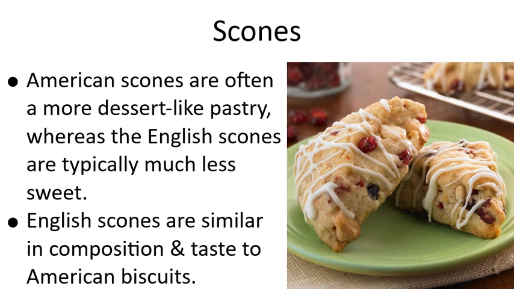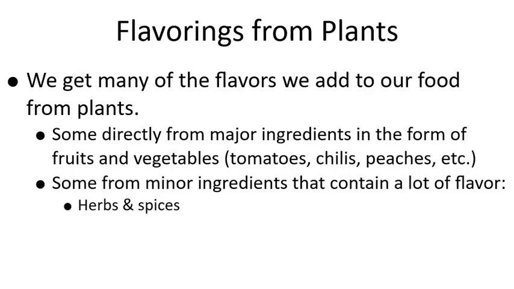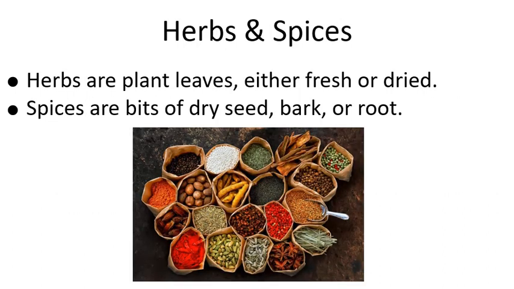Okay, let's switch gears here and talk about the various flavorings we get from plants. Some of the flavors come from the major ingredients we add to dishes in the form of fruits and vegetables, such as tomatoes, chilies, peaches, apples, and so on, while other flavors are from minor ingredients that contain lots of flavor, such as herbs and spices. So what's the difference between an herb and a spice? Herbs are plant leaves, either used fresh or dried for later use. Spices are basically any other portion of the plant, such as the dry seed, bark, or root.